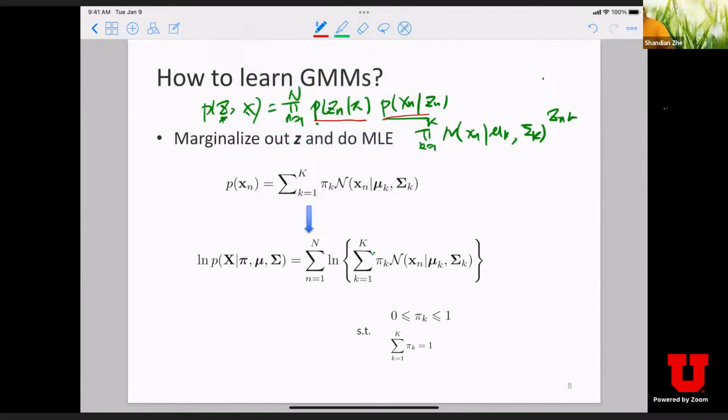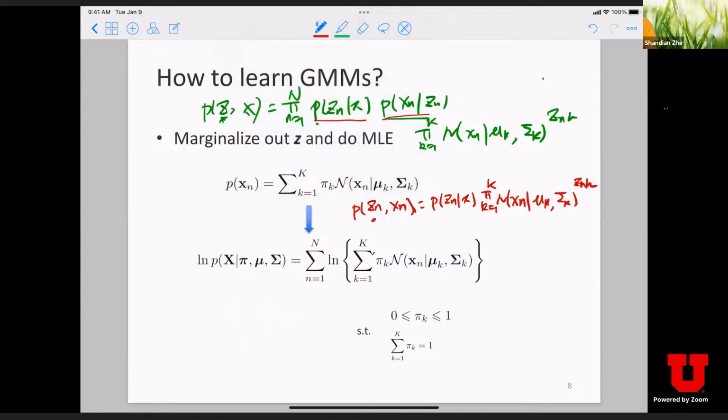So one might consider, why not first marginalize out those cluster memberships? This is fairly easy. For a particular data point, say Xn, Zn, the joint probability is P of Zn given pi, and also we have this product, N of Xn given mu k, sigma k, to the power of Znk.